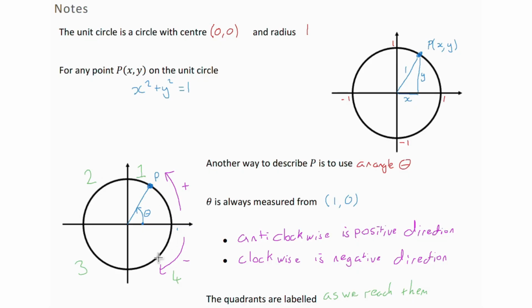So we can define any point on the unit circle using just the angle and the fact that this length here is 1.